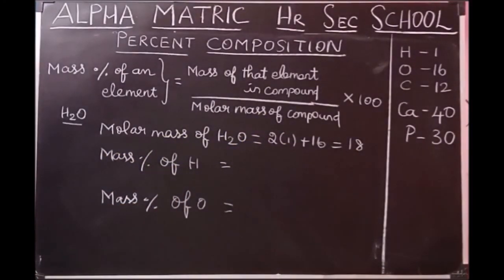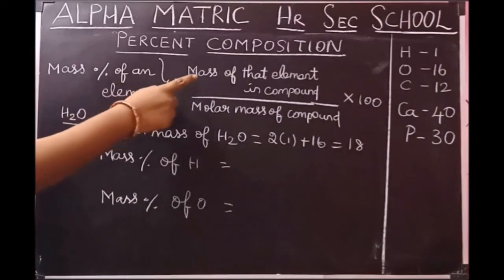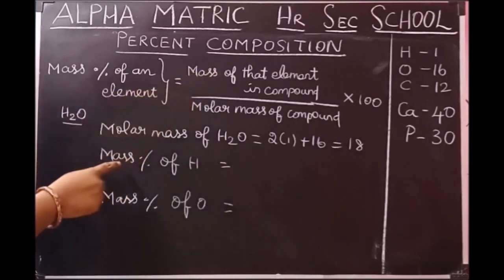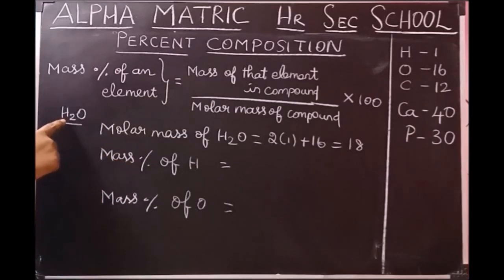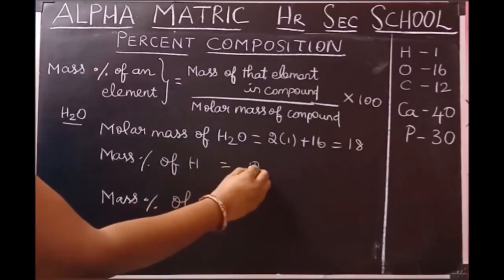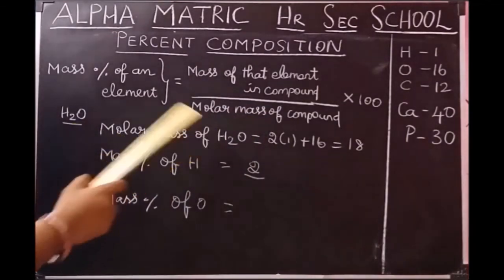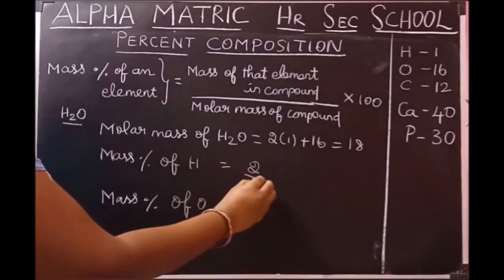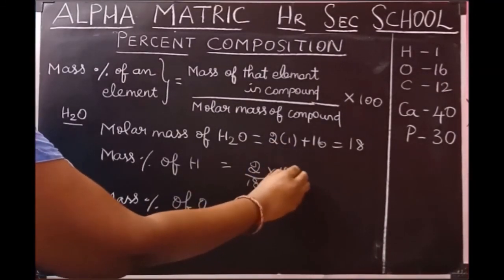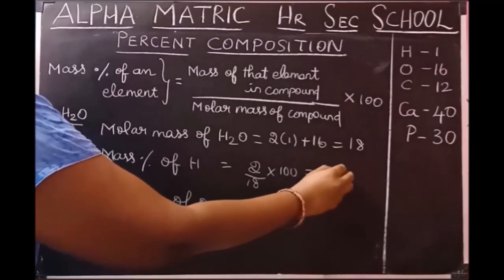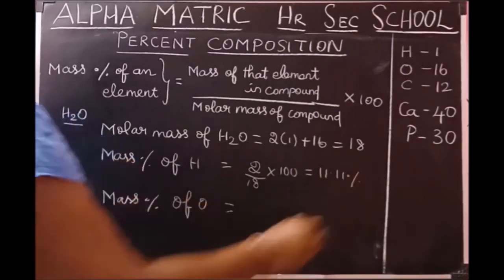Then you are going to find the mass percentage of each individual component. There are two components present in water, hydrogen and oxygen. For hydrogen, the mass percentage of hydrogen: this is the formula, mass of that element in the compound. What is the mass? Here there are two hydrogen. For one hydrogen, atomic mass is 1. So 2 into 1 equals 2, divided by molar mass of the compound. Which compound? Water. Molar mass of water is 18. 2 by 18 into 100. If you calculate this, finally we get 11.11 percent.